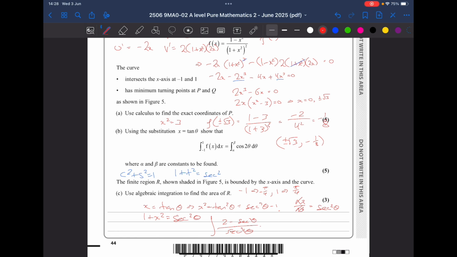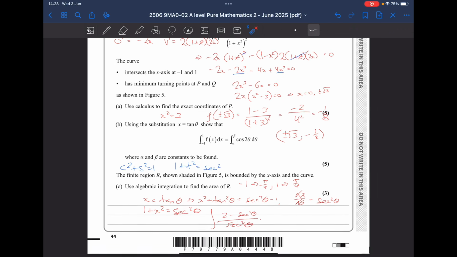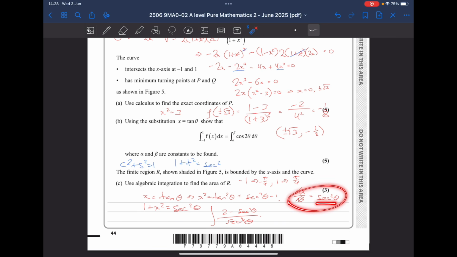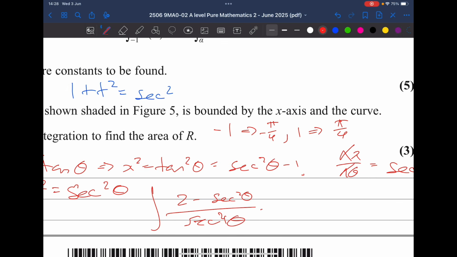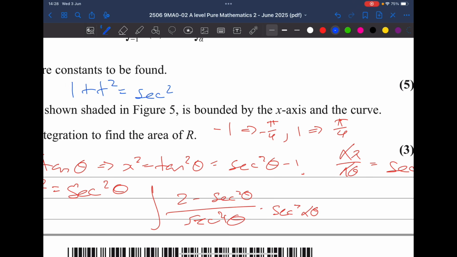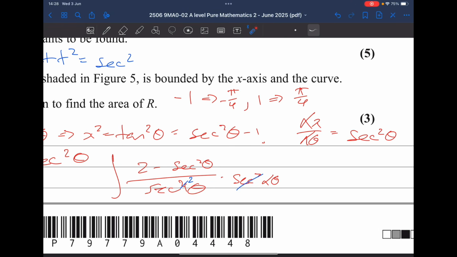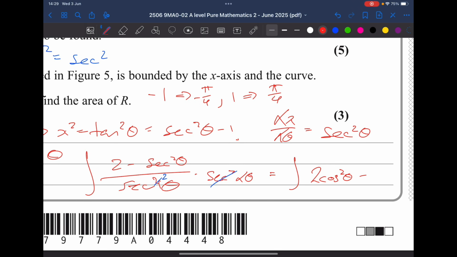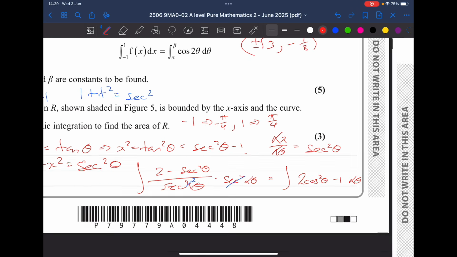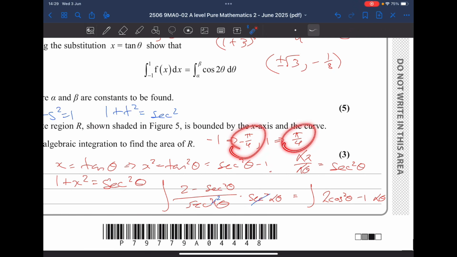And then the dx we can replace with sec squared d theta. Lots of bits will cancel. That becomes a 2, and then we're going to have 2 minus sec squared over sec squared. So the 2 over sec squared is just 2 cos squared theta, and then sec squared over sec squared is just 1. We haven't done the limits yet, but we did have minus pi on 4, pi on 4.